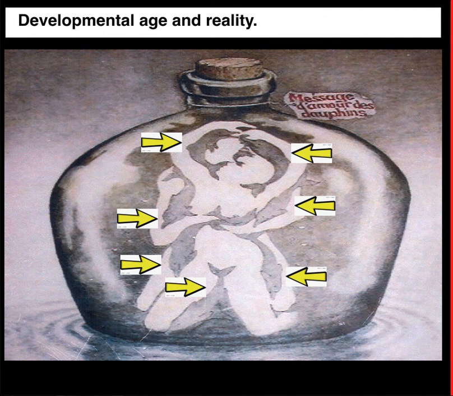Young children don't have the sexual experience or schema or frame of reference that we do. So they see what their reality is, which are the dolphins. We see a man and woman in a sexual embrace. So developmental age is another issue that can affect our perception of reality.